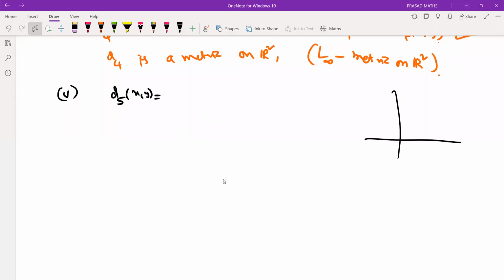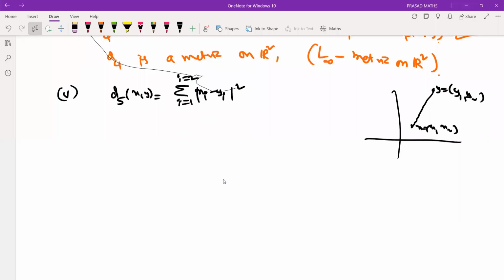Distance between two points. Suppose you have a point here, x1, x2. This is my point y1, y2. This is the Euclidean distance: under root of x1 minus y1 whole square plus x2 minus y2 whole square, that is, summation i equals 1 to 2 of modulus of xi minus yi whole square, whole power 1 by 2. For x equal to this, y equal to this. So this is also a metric. You can easily check it.